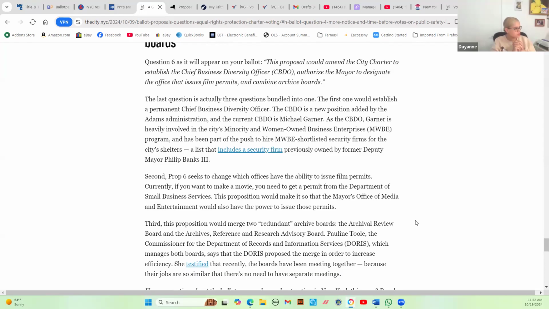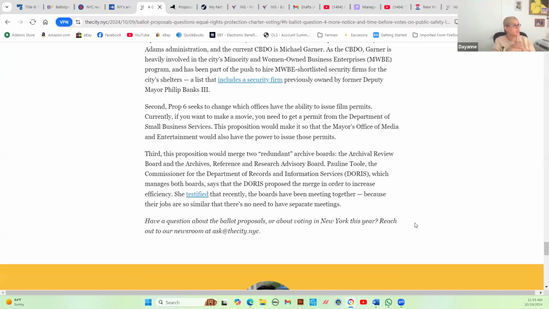Third, this proposition would merge 2 redundant archive boards, the Archival Review Board and the Archives Reference and Research Advisory Board. Pauline Toole, the Commissioner for the Department of Records and Information Services, known as DORIS, which manages both boards, says that DORIS proposed the merge in order to increase efficiency. She testified that recently the boards have been meeting together because their jobs are so similar that there's no need to have separate meetings.